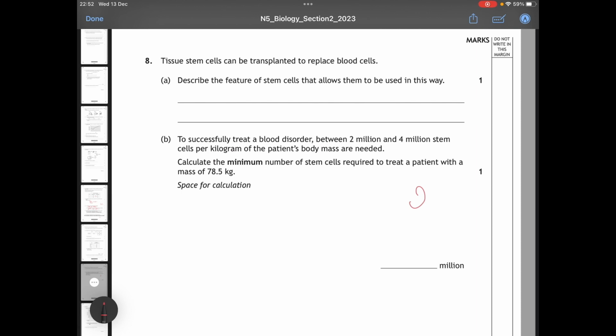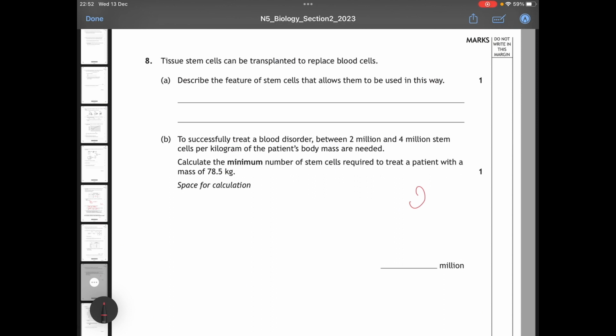Okay, and this question is asking, describe the feature of stem cells that allows them to be transplanted to replace blood cells. So we can use tissue stem cells, which can be transplanted to replace red blood cells, and describe what's the feature of stem cells that allows them to be used in this way. A couple of possible ways you can tackle this. You might remember, firstly, that stem cells are unspecialised.